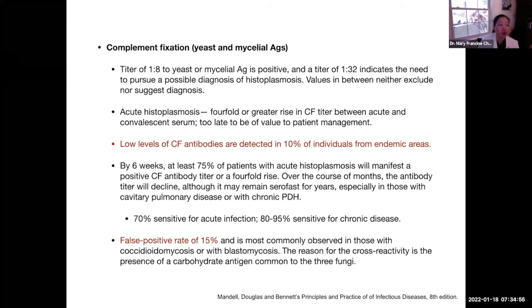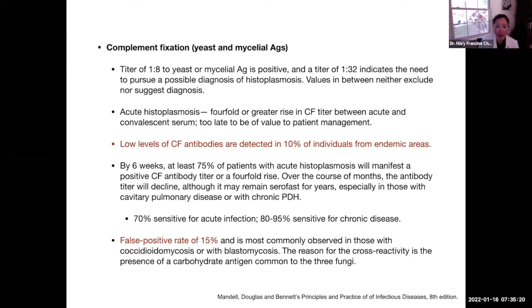So say for acute histoplasmosis, how your complement fixation test would look is that there would be a 4-fold or greater rise in your CF titer between acute and convalescent serum. And while you have proof that your patient had truly acute histoplasmosis, by that time it'd be too late to be of value to patient management.